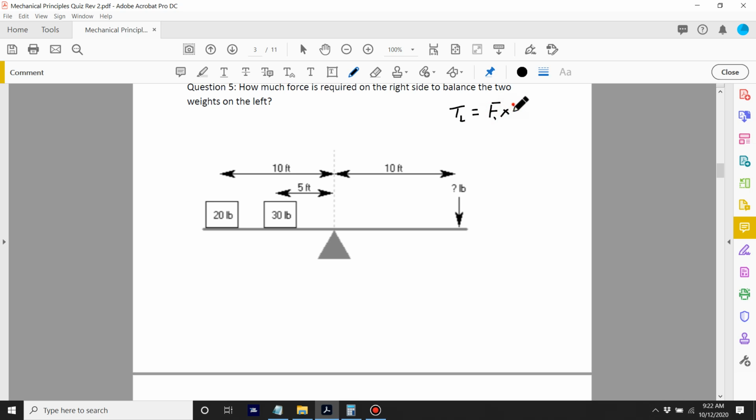F1 times D1 plus, there are 2 forces, so I'm going to have 2 separate torques, plus F2 multiplied by D2. Now F1 is going to be 20 multiplied by 10, plus 30 multiplied by 5. So that is 350 foot-pounds of torque.